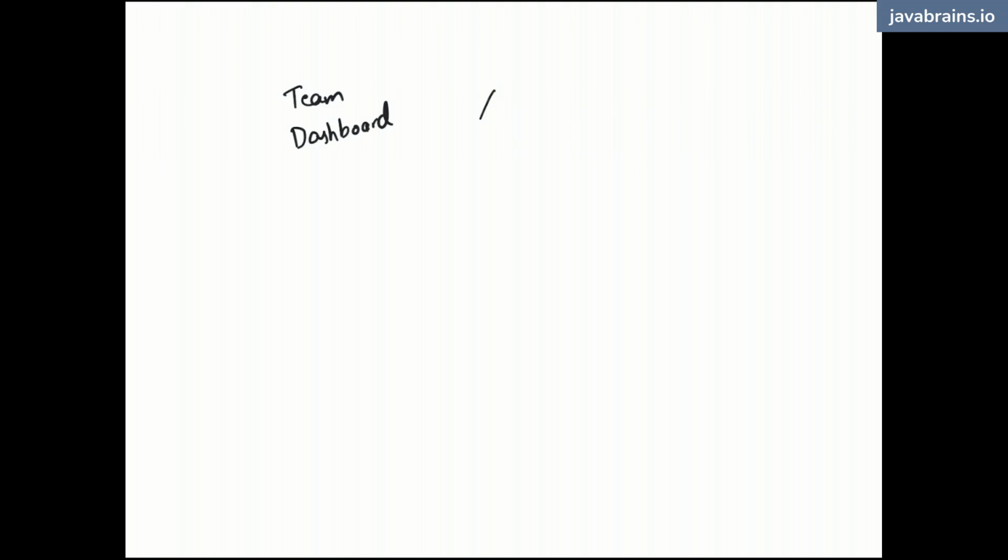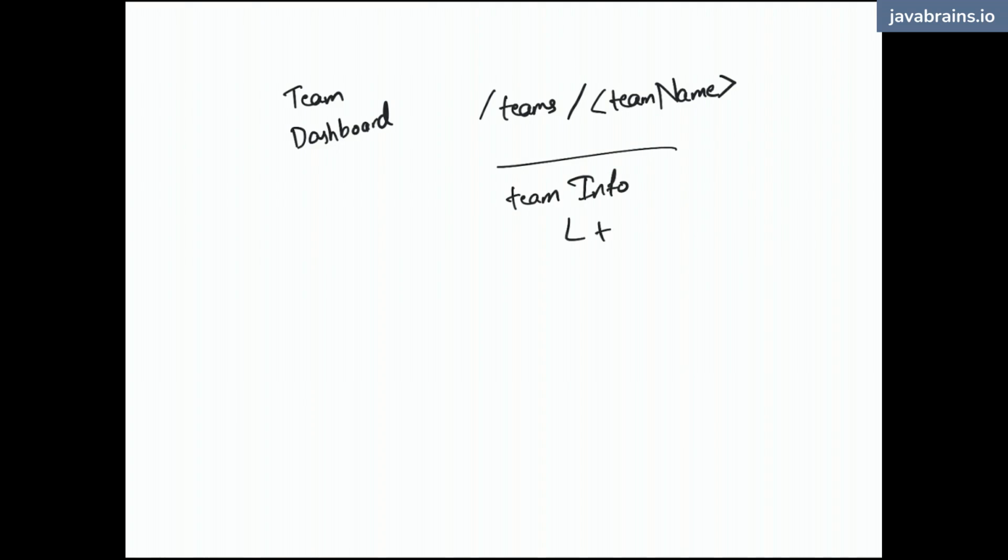So we can have a /teams/team name here. Okay, so this is going to be our first endpoint. And what this is going to return is basically the team information. Okay, so it's going to return the team info, which is basically the team name, number of matches, win loss, and what else? Well, basically the top few matches, right?